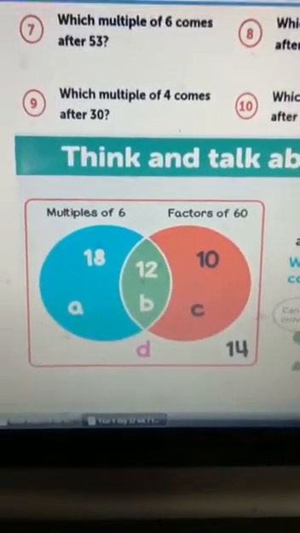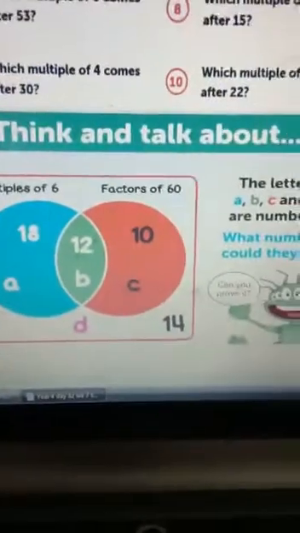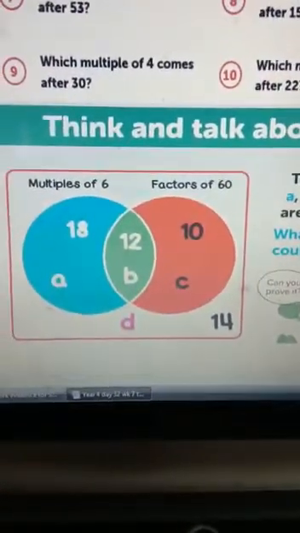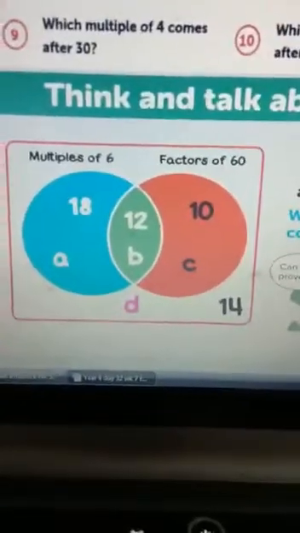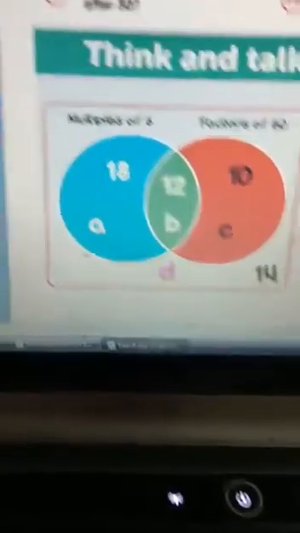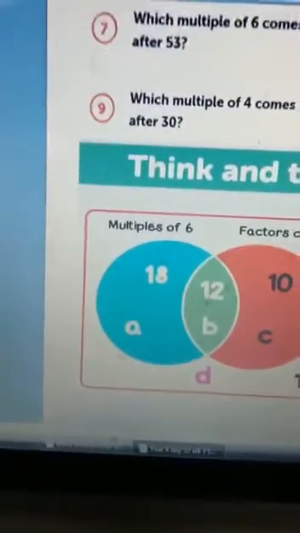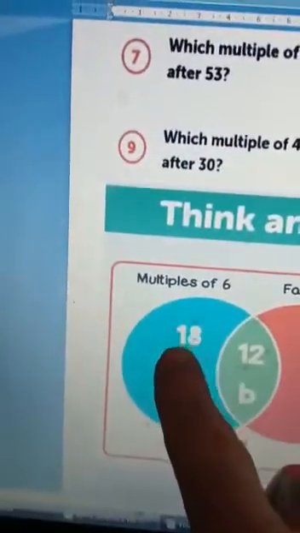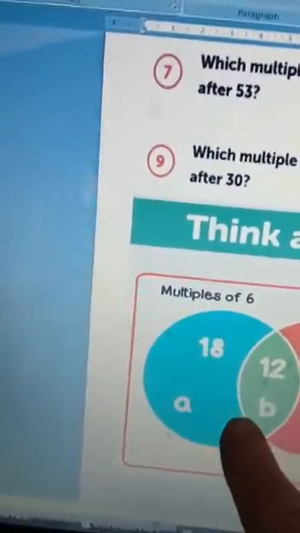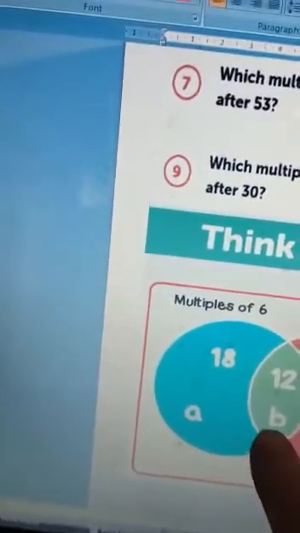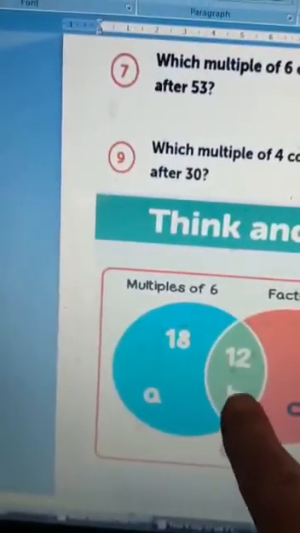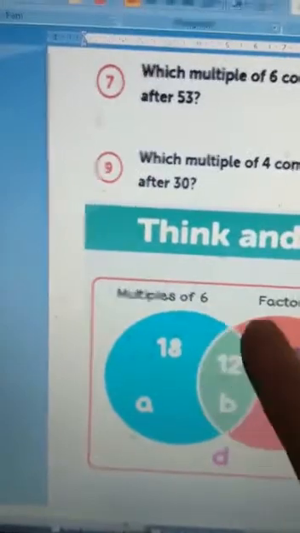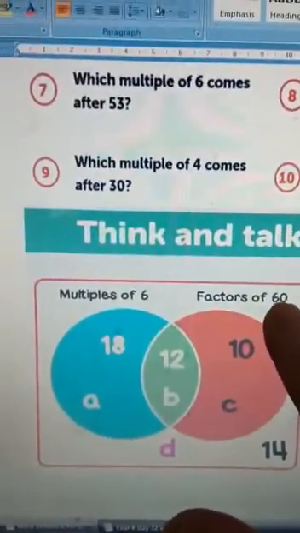You've got numbers there and you've got letters. Your job is to find which numbers could go in A, in B, in C, and D, which is outside the 2 criteria of multiples of 6 and factors of 60. So on here you've got multiples of 6, 18, 12, and you've got to find 2 more, but one of them in B has to be a multiple of 6 and a factor of 60.